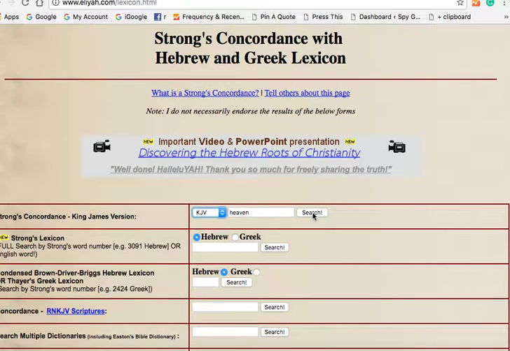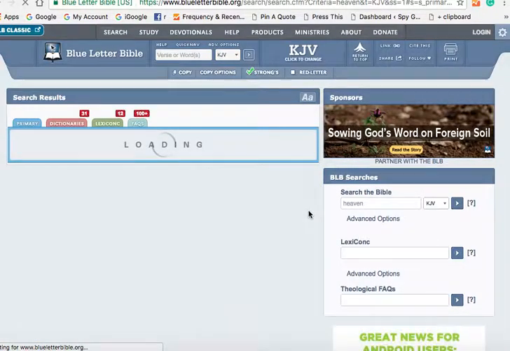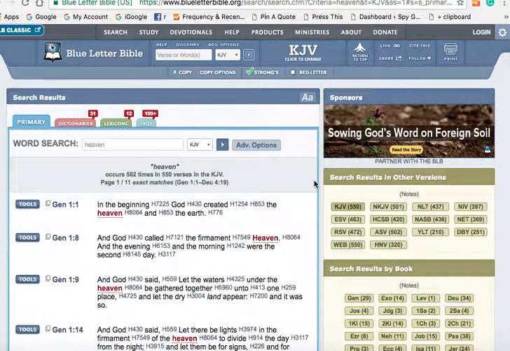Okay, so we have this first word, heaven, and we're going to hit search, and it comes up with all the verses that contain the word heaven from the Old Testament, or the Hebrew writings, to the New Testament, which is the Greek writings. The Hebrew words are represented by an H. The Greek words are represented by a G.